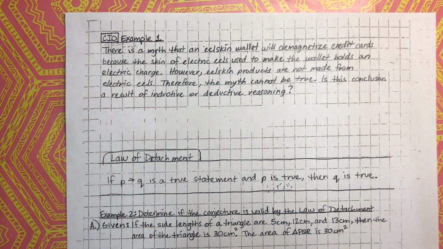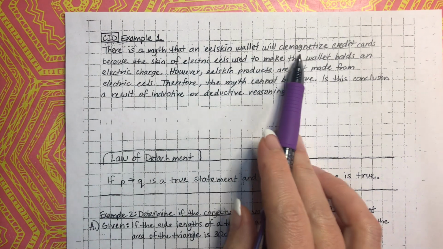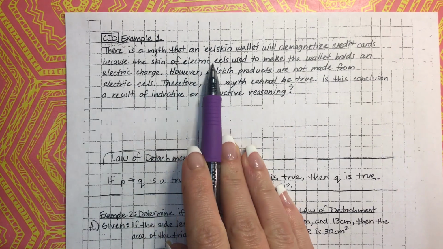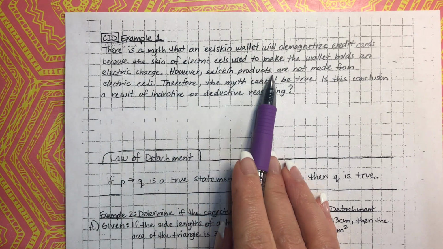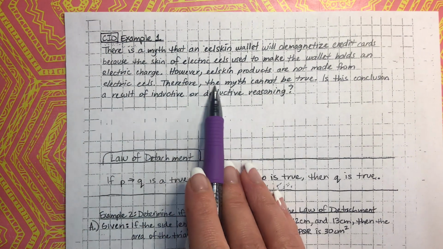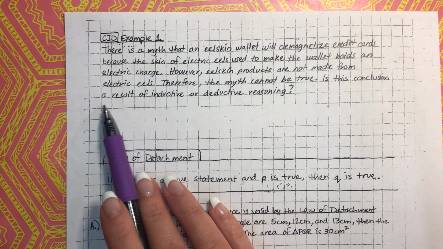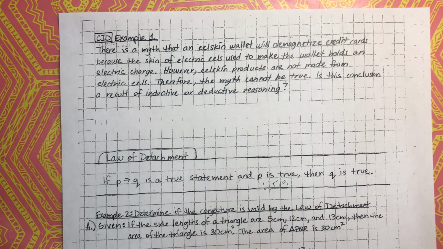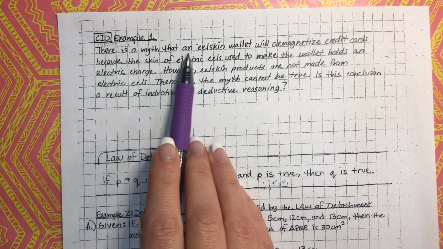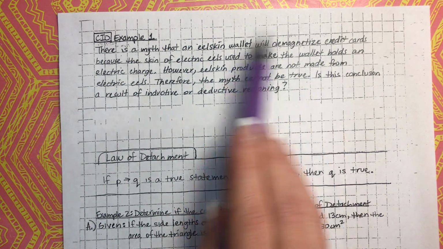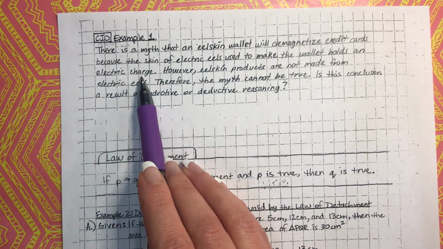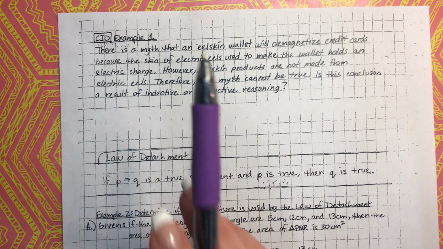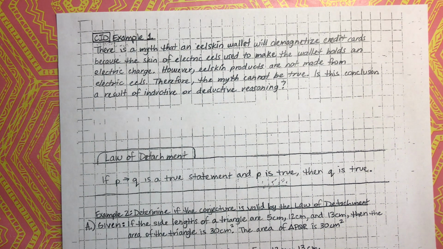There's a myth that an eel skin wallet will demagnetize credit cards because the skin of electric eels used to make the wallet holds an electric charge. However, eel skin products are not made from electric eels. Therefore, the myth cannot be true. Is this conclusion a result of inductive or deductive reasoning? Okay, so let's read it again. There's a myth that the eel skin wallet will demagnetize credit cards because the skin of electric eels used to make wallets holds an electric charge. However, eel skin products are not made from electric eels. Therefore, the myth cannot be true.